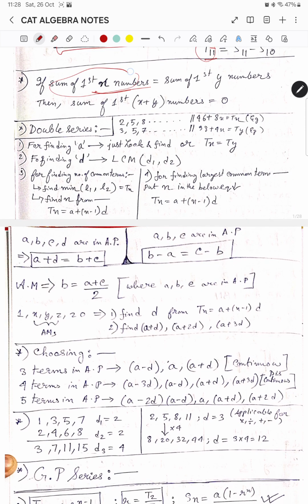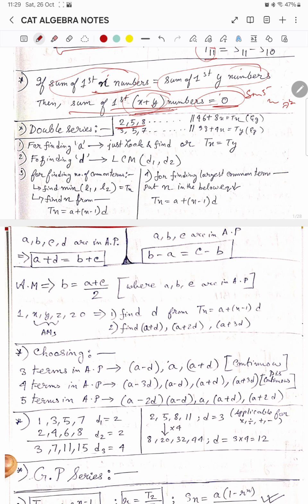If the sum of first x numbers is equal to the sum of first y numbers, then the sum of first x plus y numbers is 0. Let's say the sum of first 5 numbers is equal to the sum of first 7 numbers of that series, then the sum of first 12 numbers is always 0. Yes.